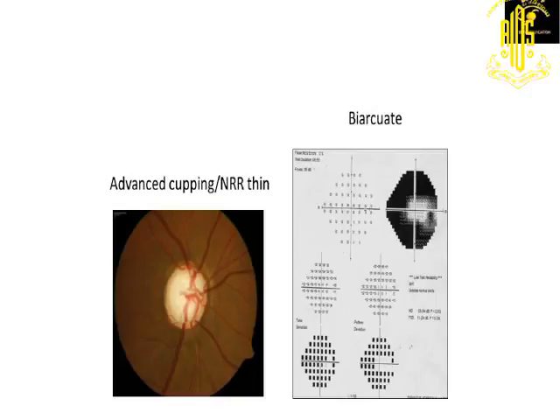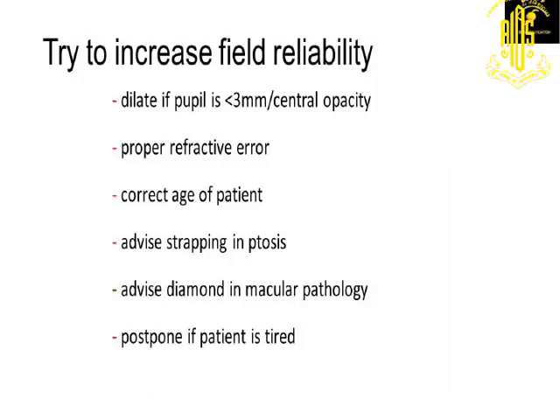So what happens sometimes is that we get confused because we see something on the disc at the slit lamp, and then when you order a field, when the field comes, you see that it's completely different. So the factors that you must consider if there is a disparity between the disc that you've seen and the field are: dilate the pupils, because if the pupil is too constricted, you might get a field which shows a glaucomatous defect which is not matching your disc.